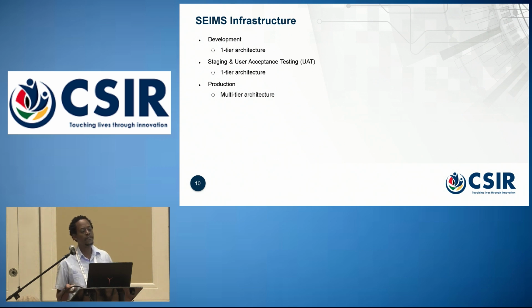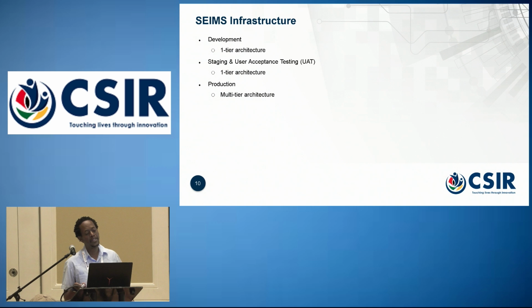So in terms of the infrastructure that's being used for SIMS, we have development environment, staging, and a testing environment. The staging environment is for internal testing within the business group itself, between the development team and the business. And then the user acceptance would be a testing environment between the SaaS group and an external client. In our case here, it would be the Department of Science and Innovation.